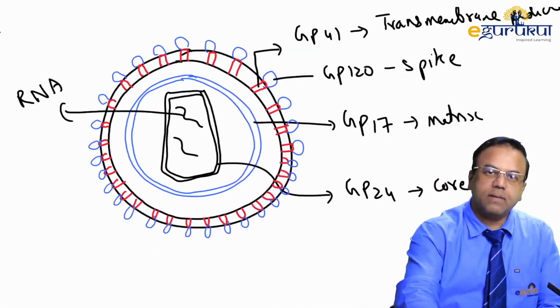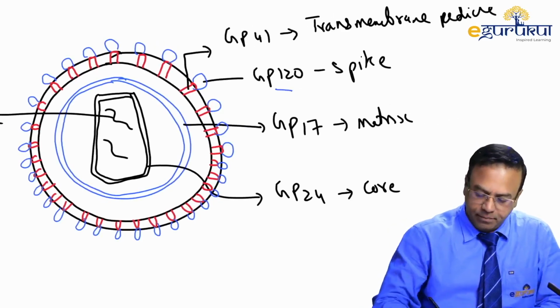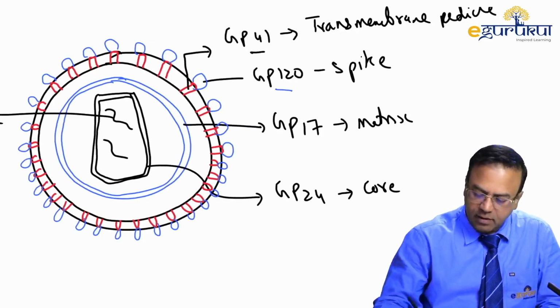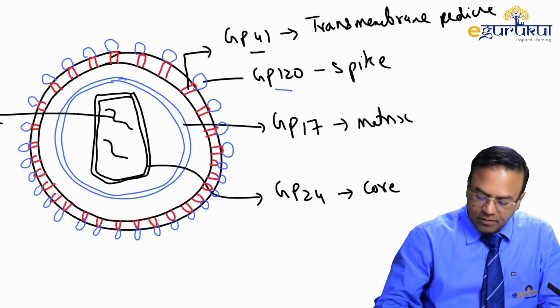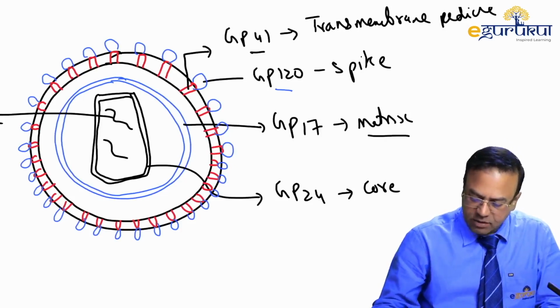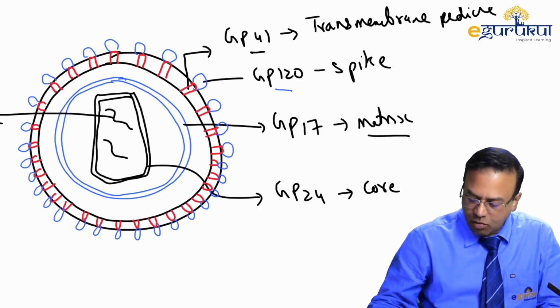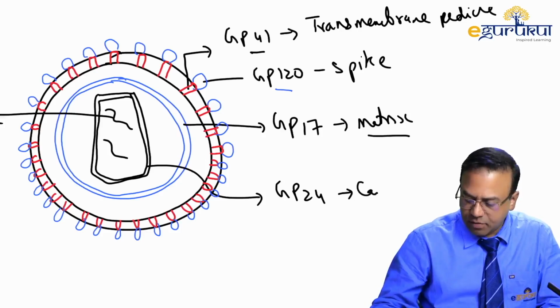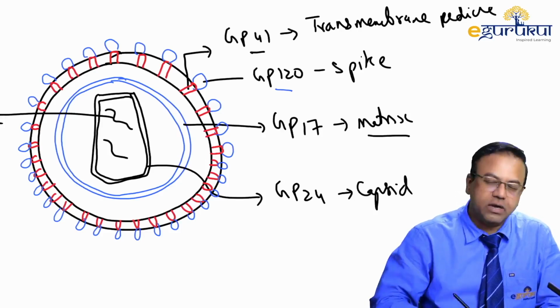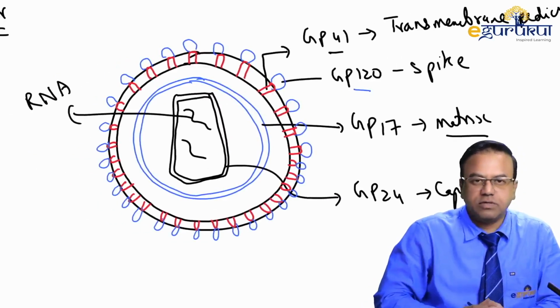So to summarize once again, we have the spike protein, which is GP120, and the transmembrane pedicle, which is GP41. We have the double membrane lipid layer. Inside this, we have the matrix protein, that is GP17. Then you have the core or the capsid protein, better referred to as the capsid, which contains the RNA. So this is in brief about the structure.